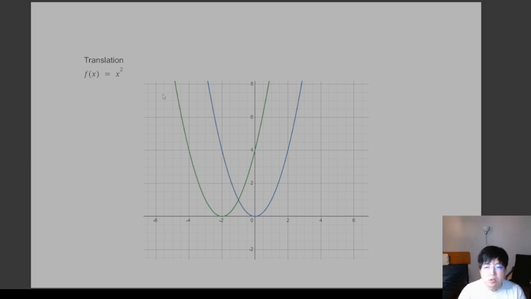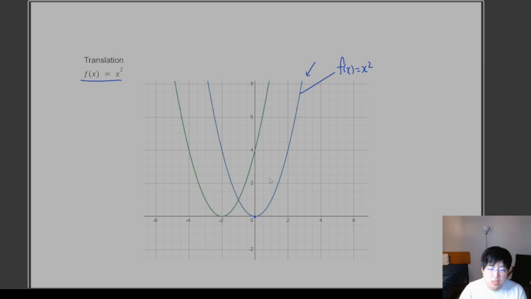So the first kind of transformation of a function is translation. And simply, translation is to shift the function to the left, right, or up or down. So let's say the function f of x here is x squared, which is the blue parabola where the vertex is at (0, 0), the origin. So this blue parabola is where f of x is x squared.